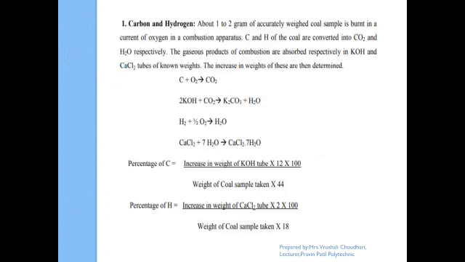First, we are going to take 1 to 2 grams of accurately weighed coal sample and burn it in the presence of oxygen in a combustion apparatus. Carbon and hydrogen in the coal are converted to carbon dioxide and water. The gaseous products of combustion are absorbed respectively in KOH and calcium chloride tubes of known weight. That increases the weight of these tubes, and it is then determined.